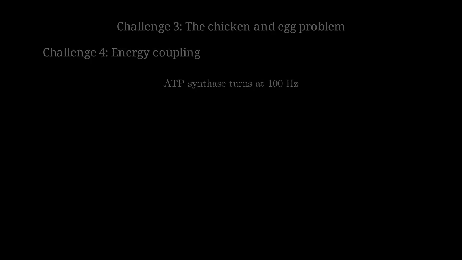The fourth challenge is energy coupling. Cells need ATP, which requires complex molecular machines like ATP synthase. This machine alone has hundreds of parts. ATP synthase is a rotary motor that spins at about 100 rotations per second. It's incredibly sophisticated nanotechnology that took billions of years to evolve.